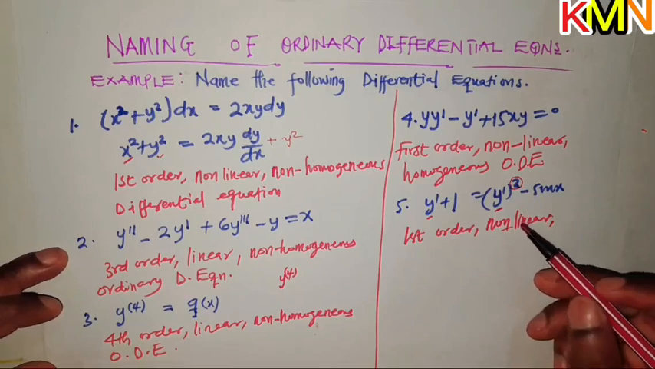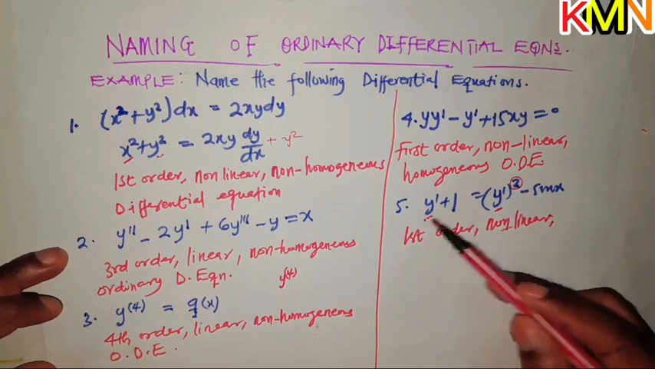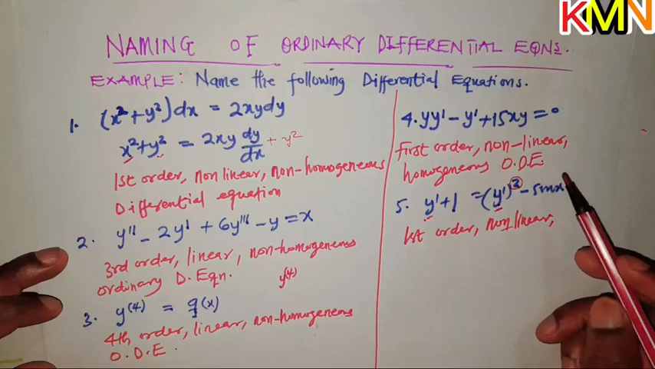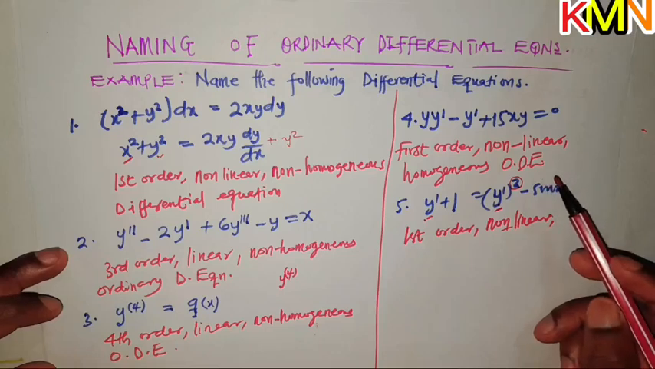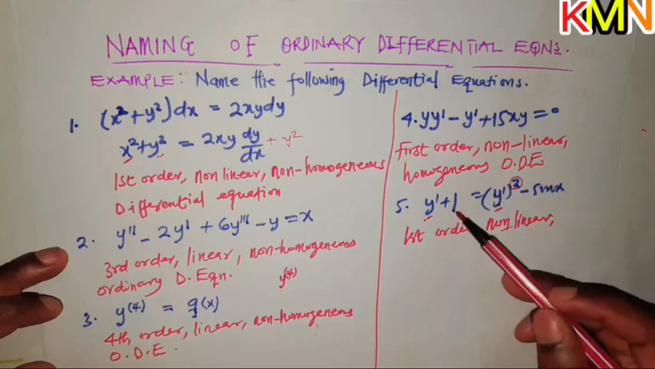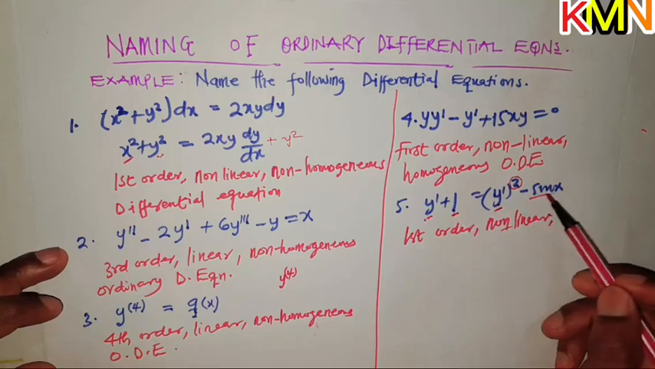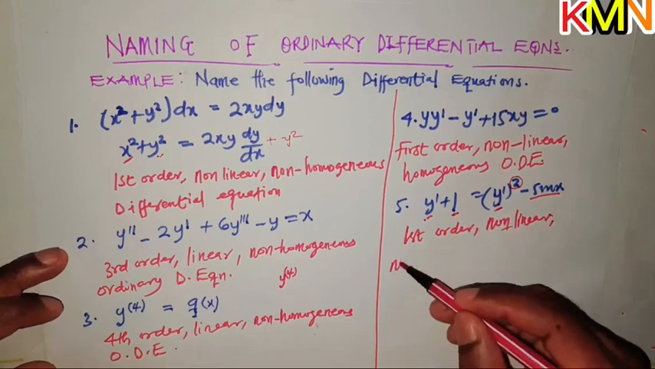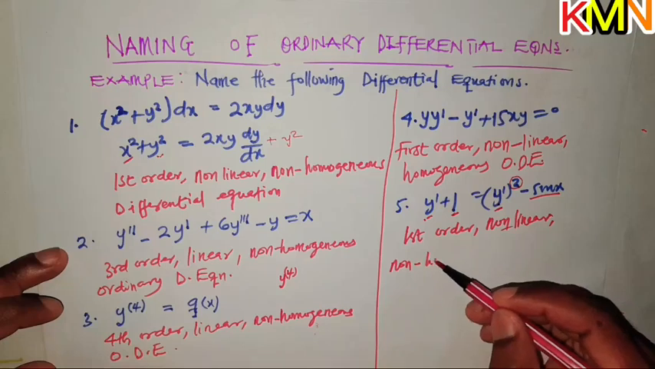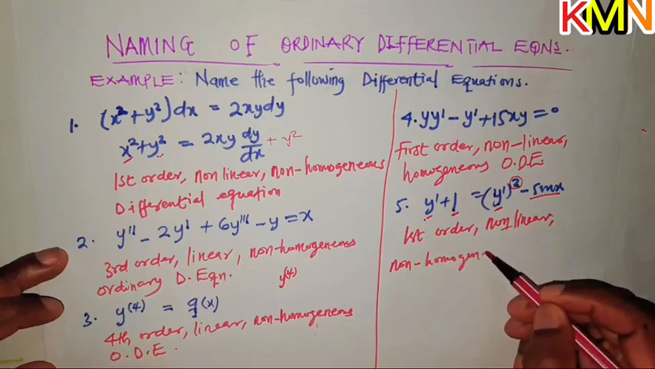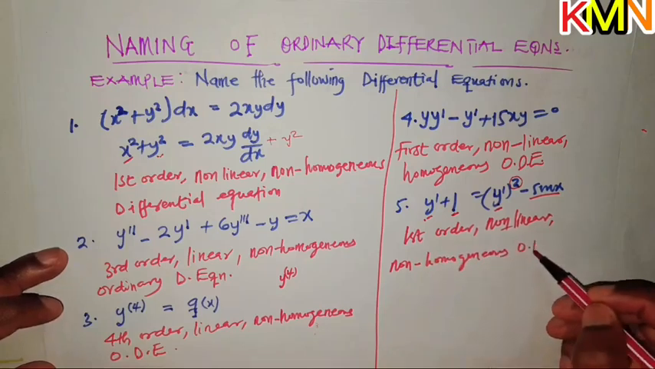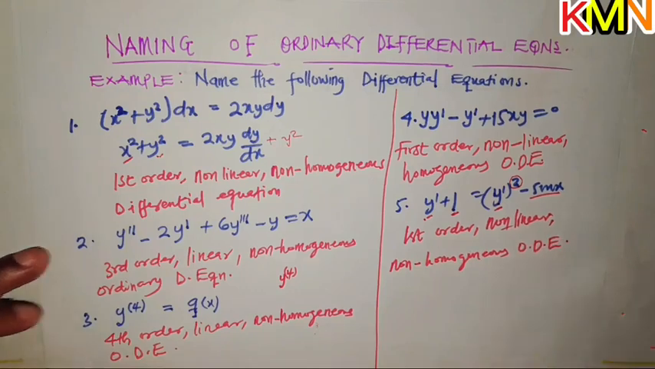Then let's check the homogeneity. Homogeneity says that whenever we make this the subject and this the subject, there shouldn't be any independent variable there. It should be equal to 0. But here's the case: we have 1 here and there's sine x over here. So this is non-homogeneous.